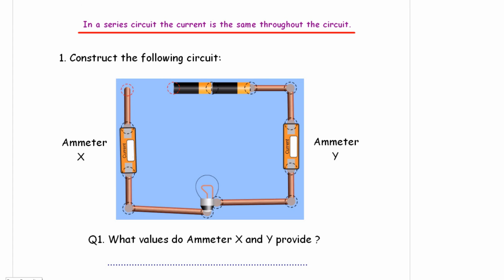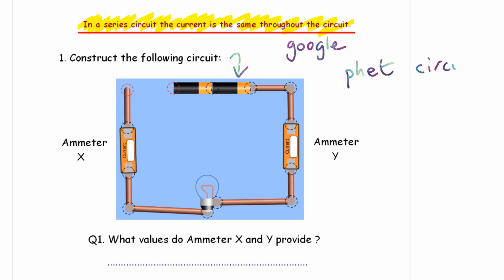Okay, so we've seen that video, highlighting this again, rule 1, in a series circuit, the current is the same throughout the circuit. Now, what I'd like you to do is construct the following circuit, this one here. How do you do that? You go onto Google, you type into Google PHET circuit, you look at the DC circuit and you go and construct it.